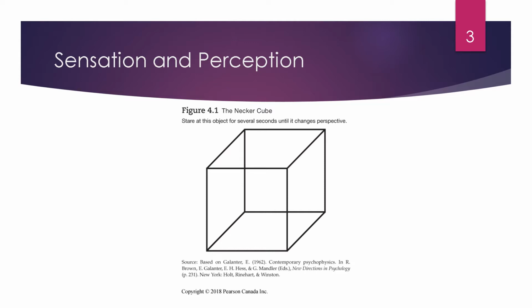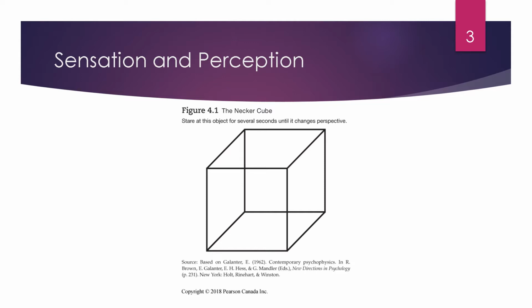So this is just an example of a very common visual illusion. If you stare at this object for several seconds, it can actually change perspective. So you'll see that sometimes the bottom box seems like it's the one that's closest to you, the bottom square, whereas if you stare at it long enough, sometimes the square that's up to the top pops out at you a bit more.